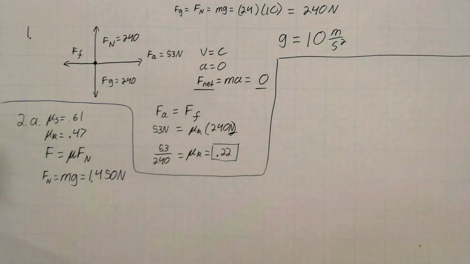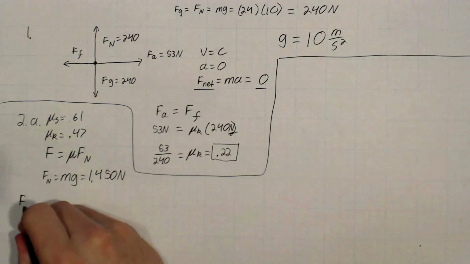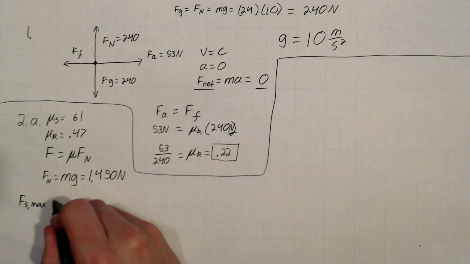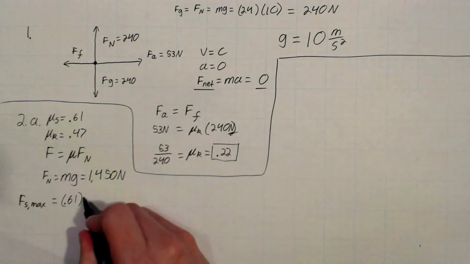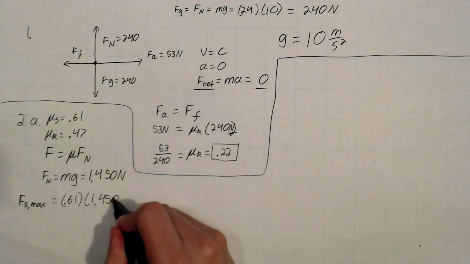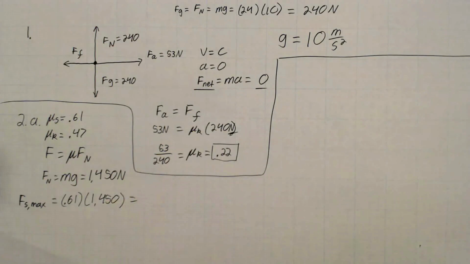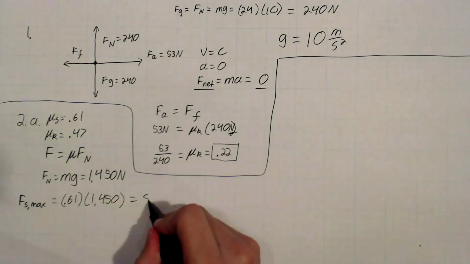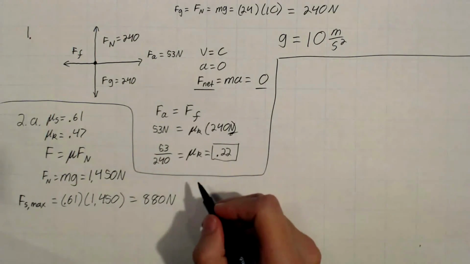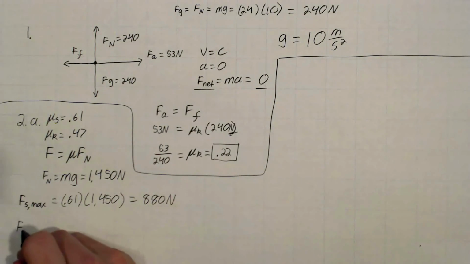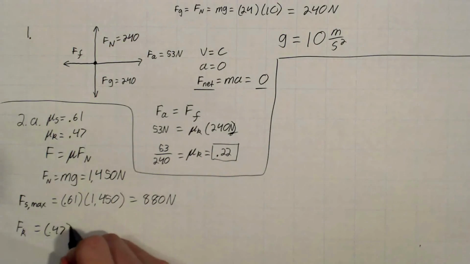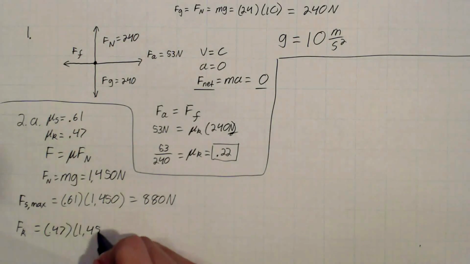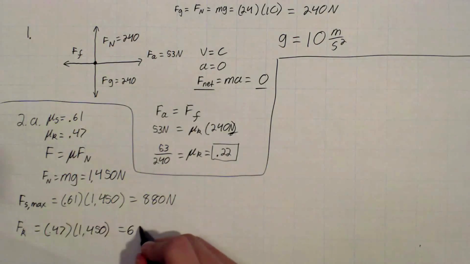So to find our static max, it's just going to be our static coefficient of friction times our normal force, which will give you 880 newtons or so. And then to find our kinetic friction, we want to use our normal force times our kinetic coefficient of friction, so 0.47 times 1,450, which will give you 680 newtons.